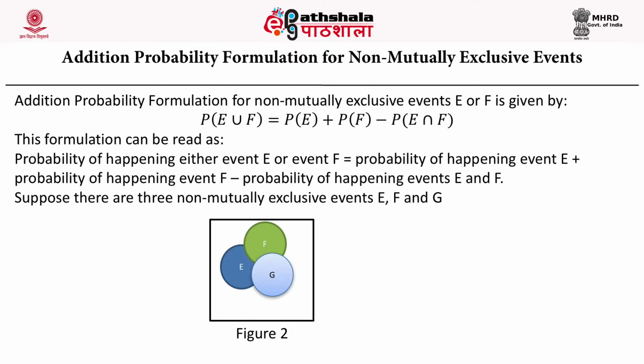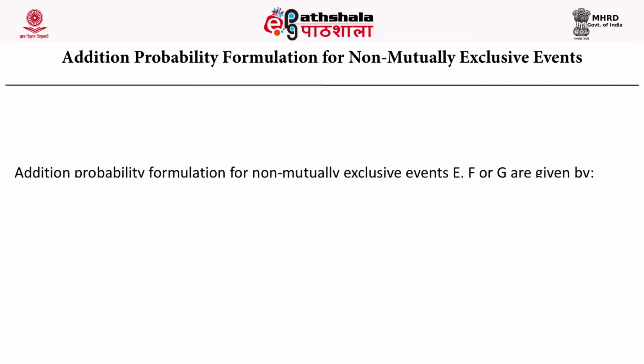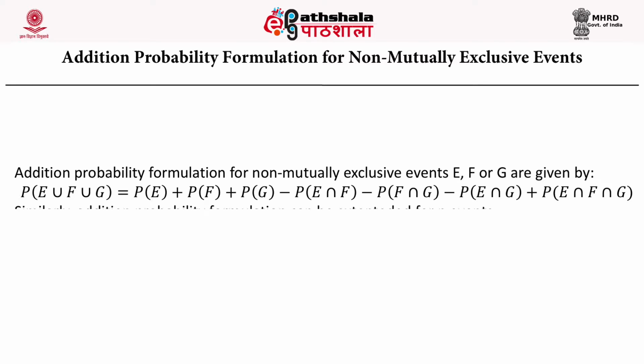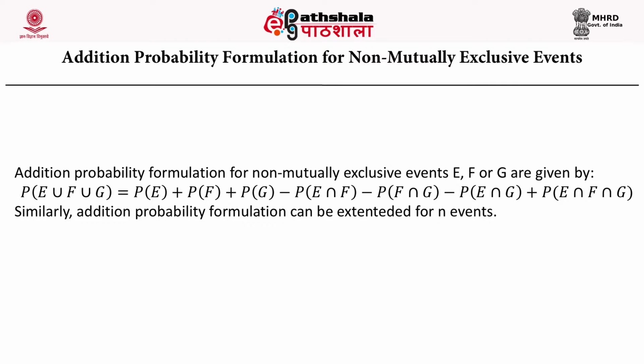Suppose there are three non-mutually exclusive events E, F and G, and from the Venn diagram we can see that there is some area where these events overlap each other. So the addition probability formulation for non-mutually exclusive events E, F and G is given as: probability of E union F union G is equal to probability of E plus probability of F plus probability of G minus probability of E intersection F minus probability of F intersection G minus probability of E intersection G plus probability of E intersection F intersection G. Similarly, the addition probability formulation can be extended for n events.